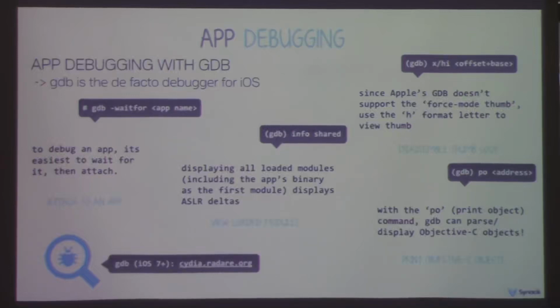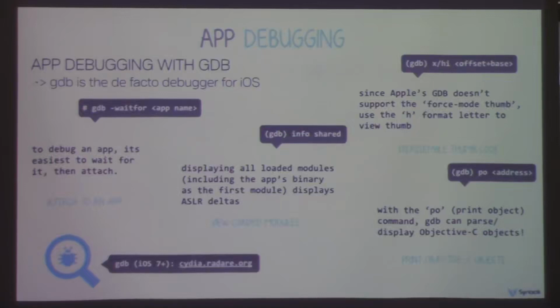The H flag allows you to change the thumb mode. So sometimes if the application is using thumb or thumb2, GDB gets confused and starts decoding it in ARM, even though it's encoded in a different way. So you have to tell it to switch, and then once you do it, it decodes it correctly.